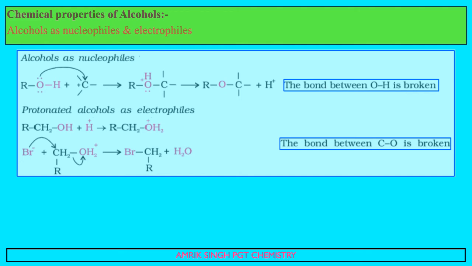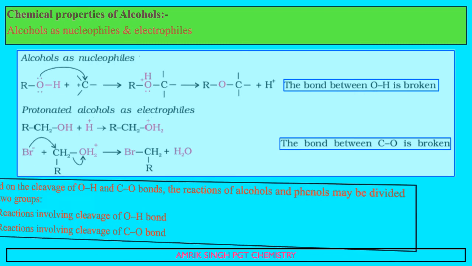We have the alcohol and H positive is adding on oxygen. We have OH2 positive here. Then the carbon on which OH2 positive is attached is attacked by a nucleophile, and OH2 leaves the molecule. An SN2 mechanism occurs here, and we get the elimination of water. The C-O bond is broken in this step.